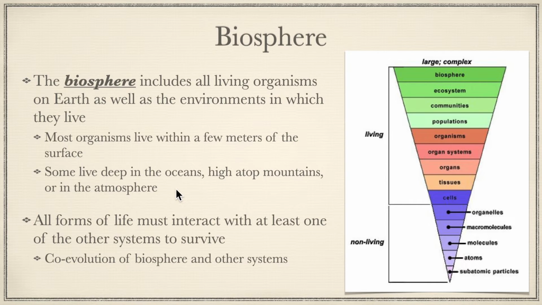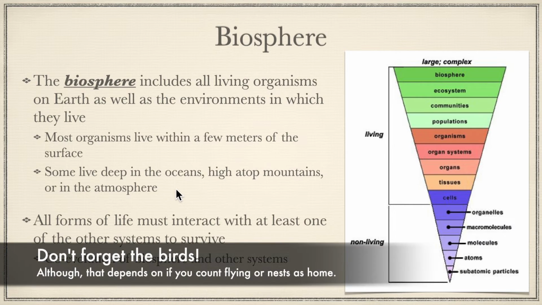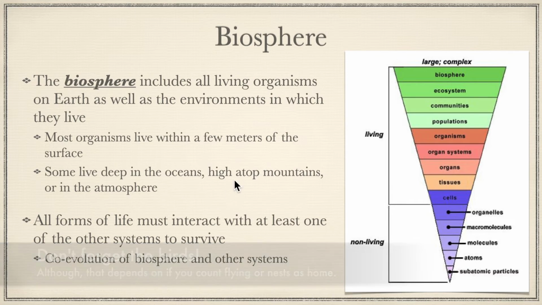Organisms high atop mountains. So at the tops of mountains, there are organisms living there, and organisms in the atmosphere, particularly bacteria and stuff that are on dust and grains of pollen and stuff like that. But most of the organisms do live within a few meters of the surface, but there are organisms scattered everywhere.